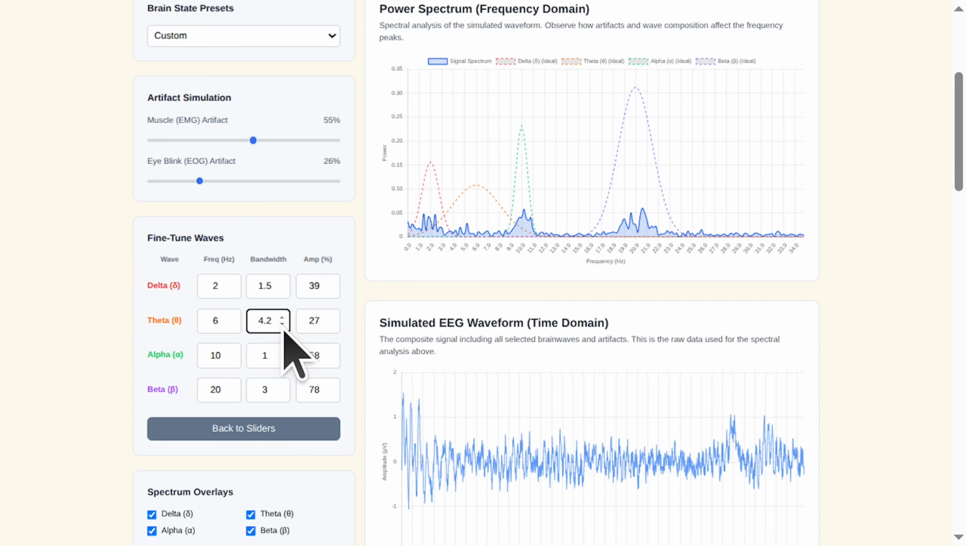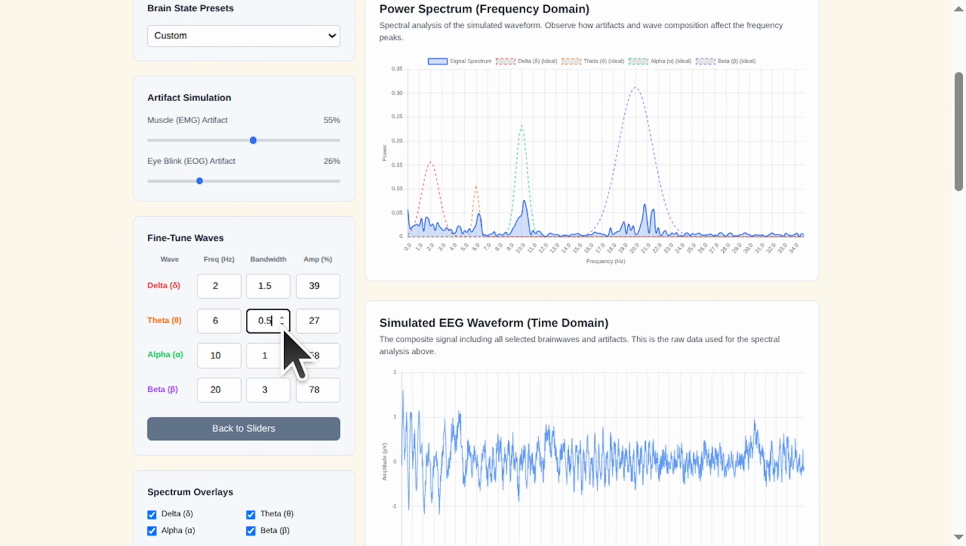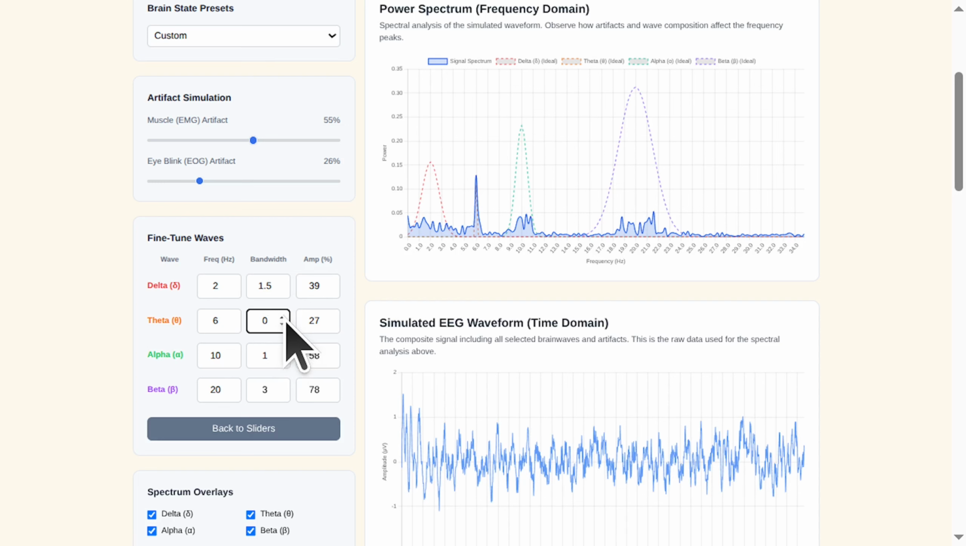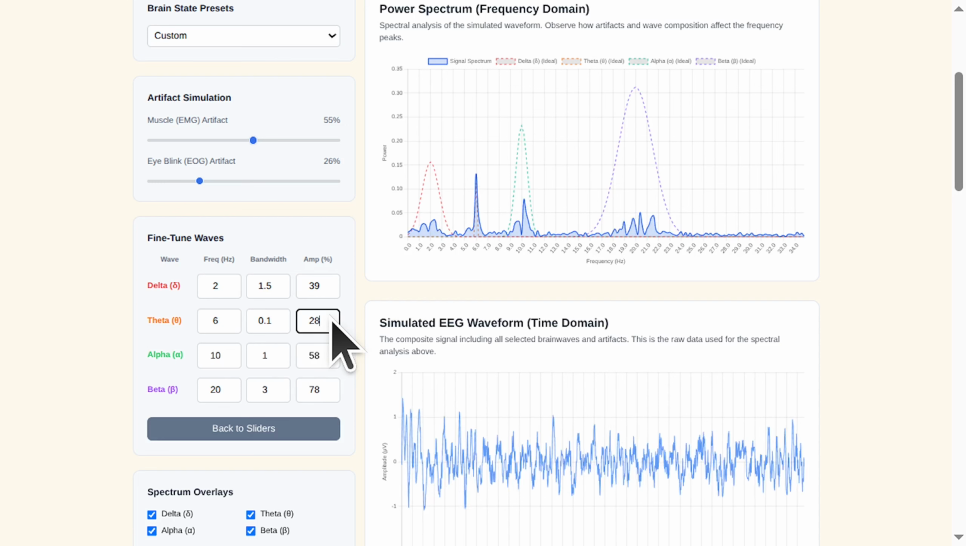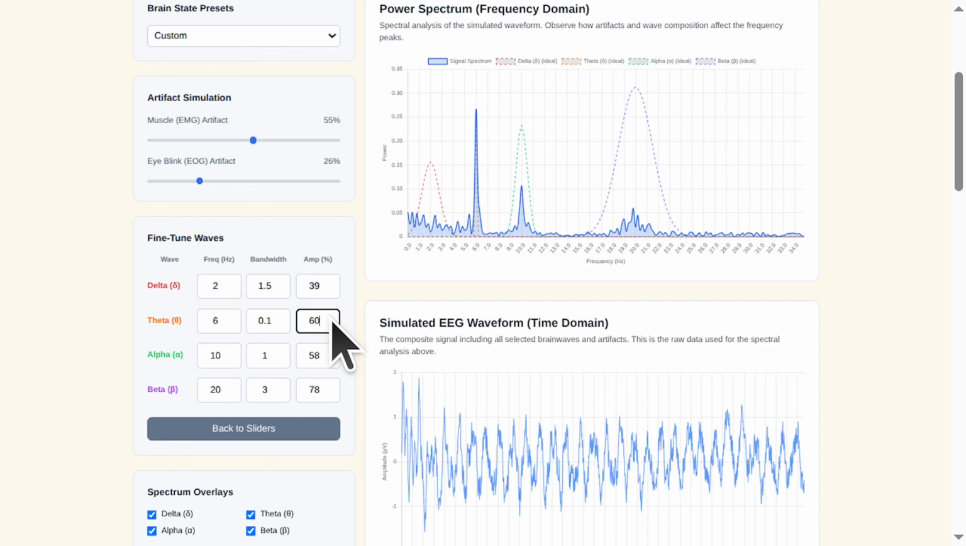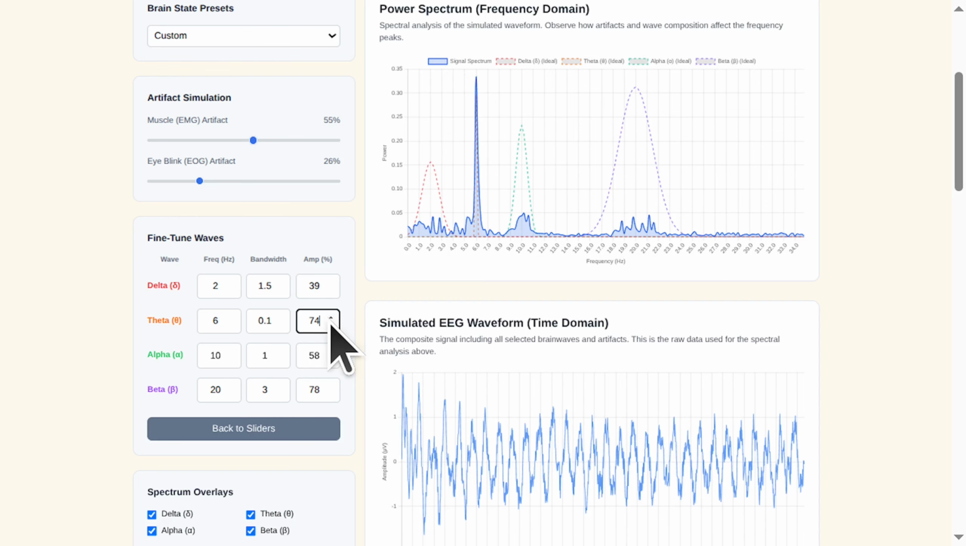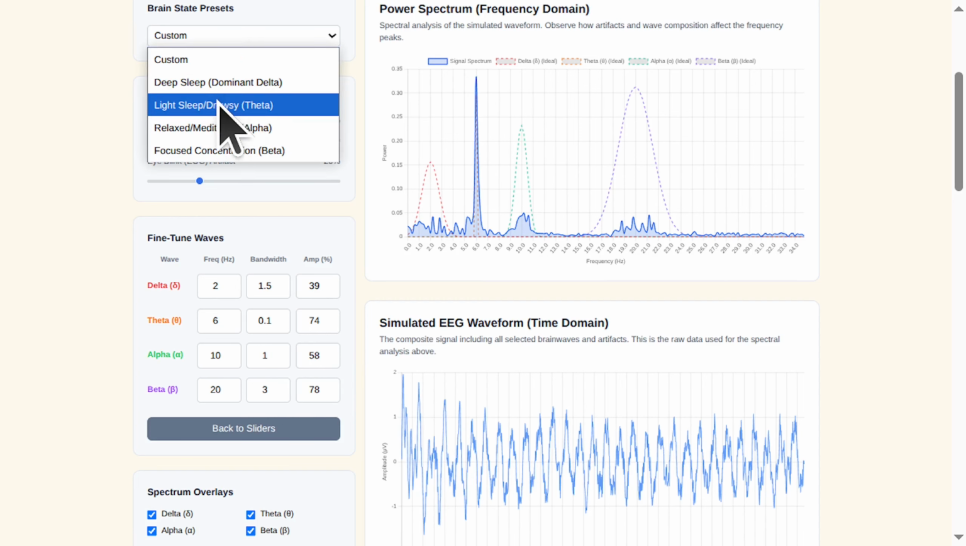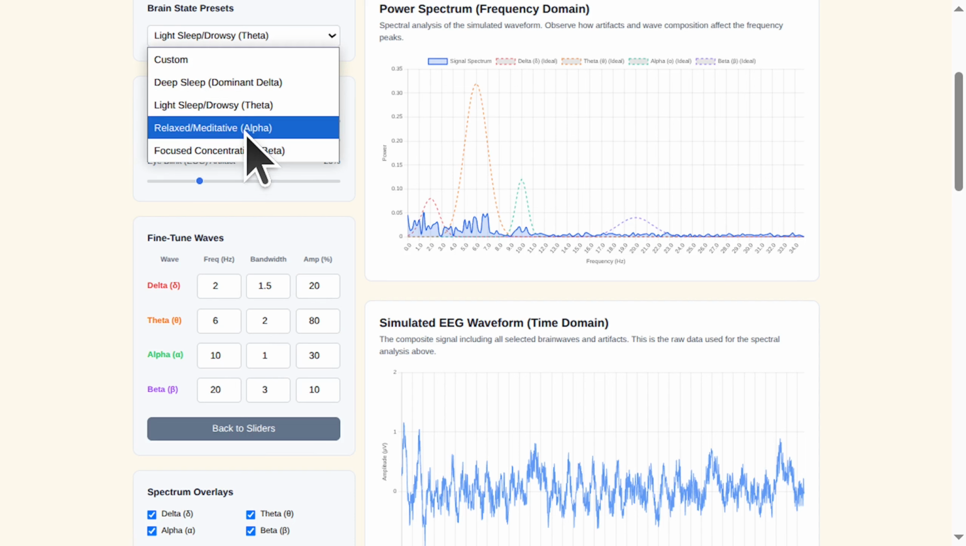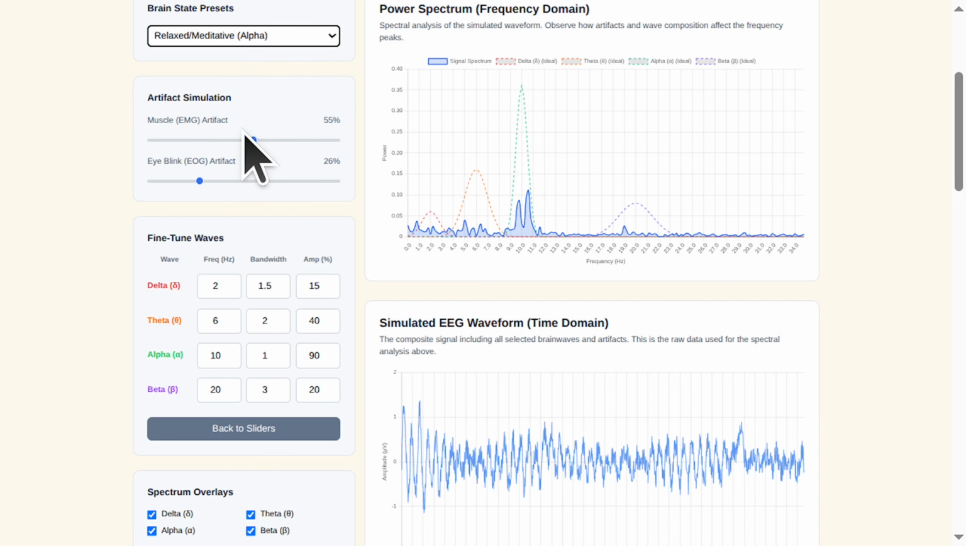Wait, delta, theta, alpha, beta? Those are the brainwave bands, right? I vaguely remember them from that one documentary where they hooked a guy up to electrodes and he started levitating. Or maybe that was a fever dream. Probably a fever dream, but yes, those are the main ones.